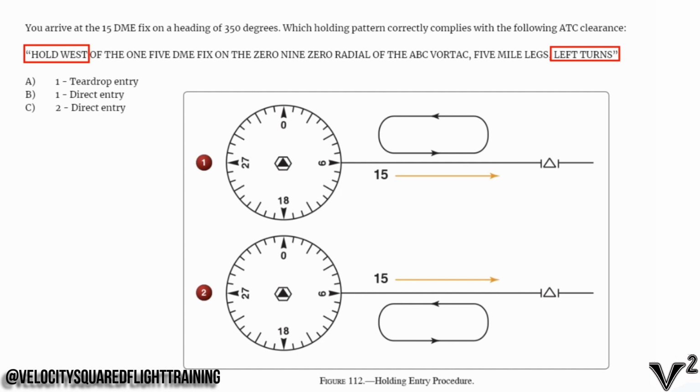The reason I didn't care about the 15 DME fix or the 090 radial, I'm not saying, oh, those are dumb. It's just that both of these have that already. They're both on 15 DME, and then they're both on the 090 radial. So that information doesn't help you figure out which one, but these two pieces of information do help you, okay? And then we're going to use this a bit later. But for now, we're going to use the left turns and we're going to use the hold west, okay?